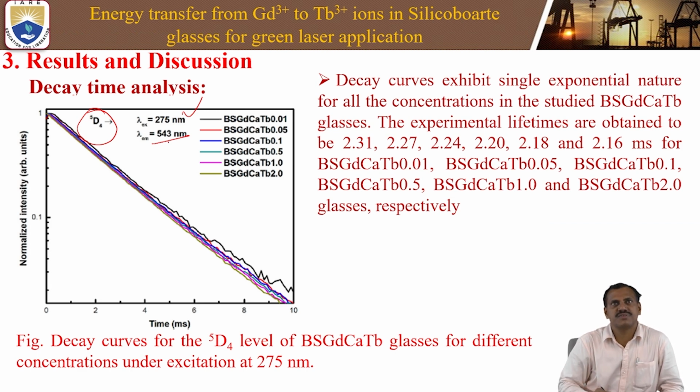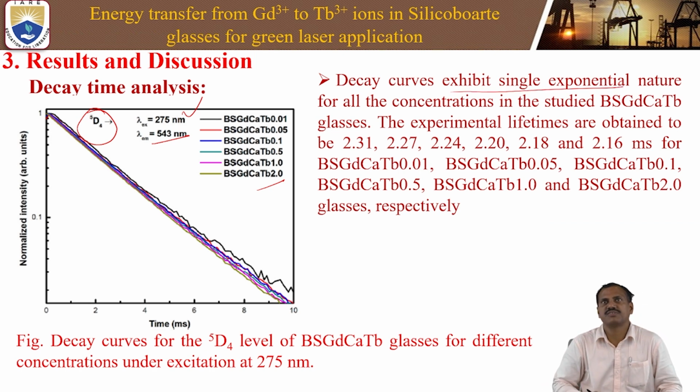So for the 543 nanometer emission of terbium 3+, we are observing the lifetime measurements for different concentrations from 0.01 to 2 mole concentration. These lifetime measurements show that almost all the concentrations have single exponential nature. The decay curve exhibits almost single exponential nature for all the concentrations we studied in terbium doped silicoborate. The experimental lifetime is obtained by fitting a single exponential curve, so we are calculating by using that fitting.